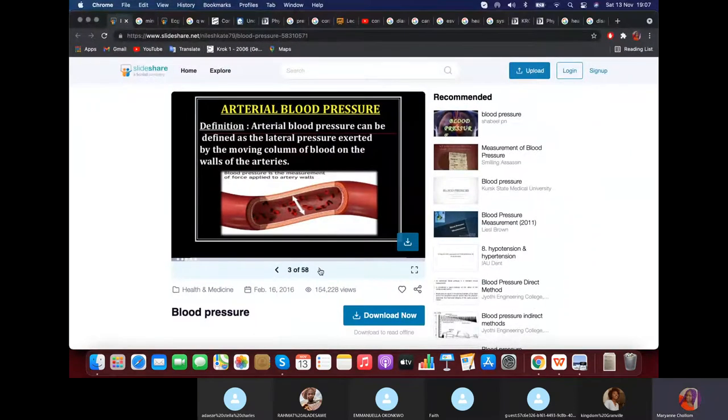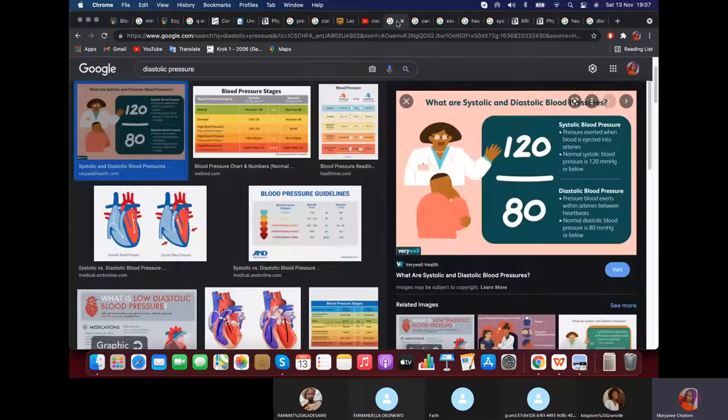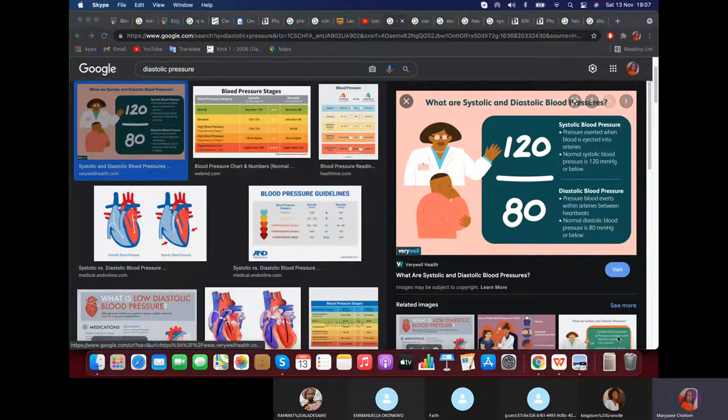Okay, I'm not going to waste time today. What should you focus on? So we have two types, I'm sure you've heard, systolic blood pressure and diastolic blood pressure. Now, what is the difference? I will show you this beautiful photo. So systolic pressure is the pressure exerted when blood is ejected into the arteries.